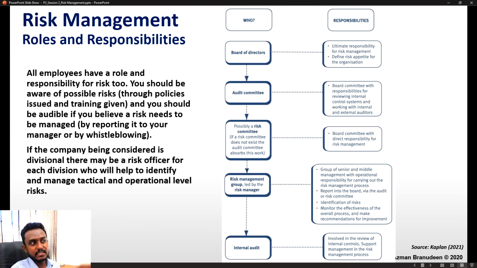While you have all these different stakeholders, the board of directors take the ultimate responsibility for risk management. At the end of the day, if something goes wrong, it's the board of directors who have to take responsibility and who have to answer to the shareholders. They also define the risk appetite of the organization. Remember, the combination of risk capacity and risk appetite. The decision on risk capacity and risk appetite will be made by the board of directors.